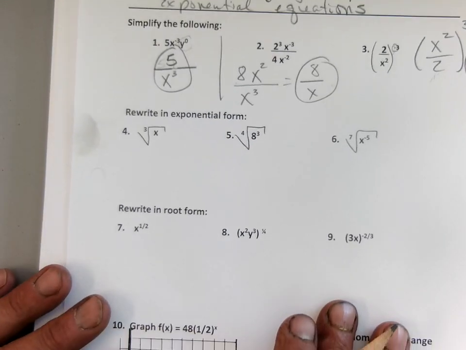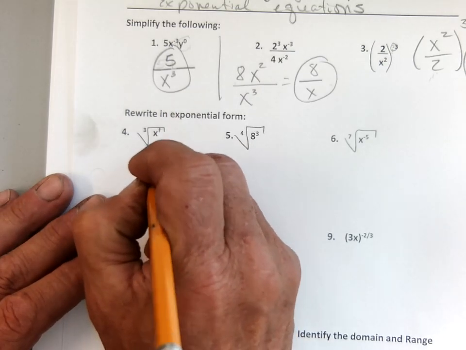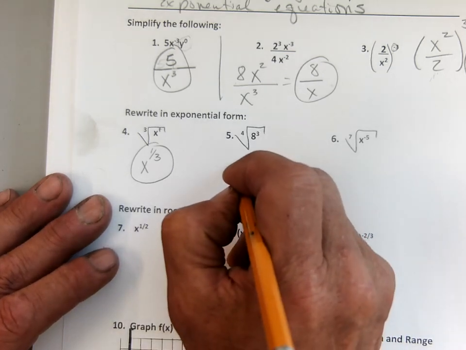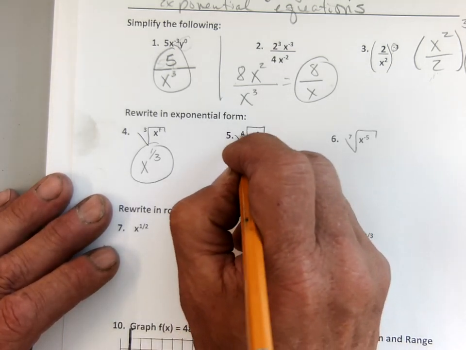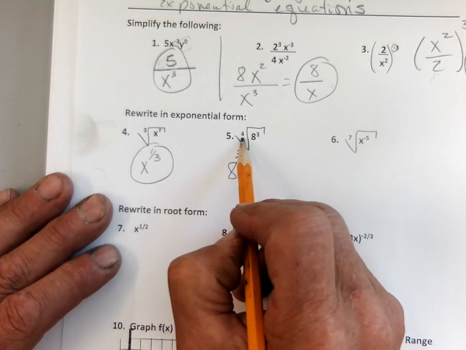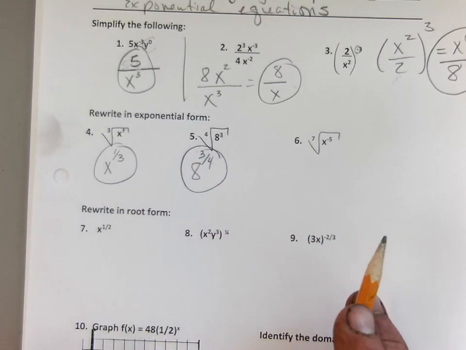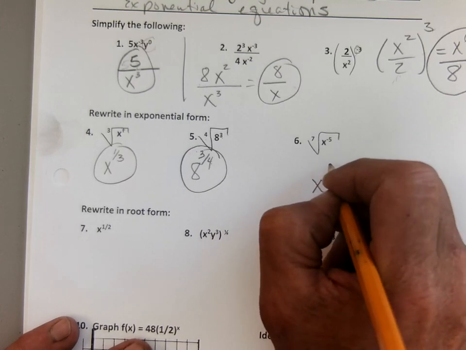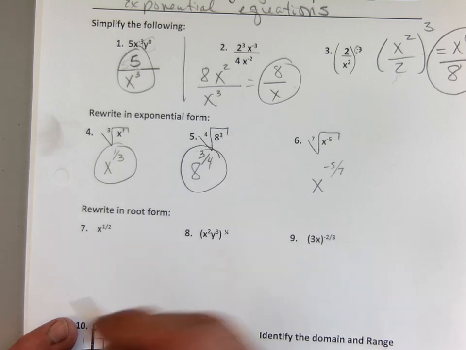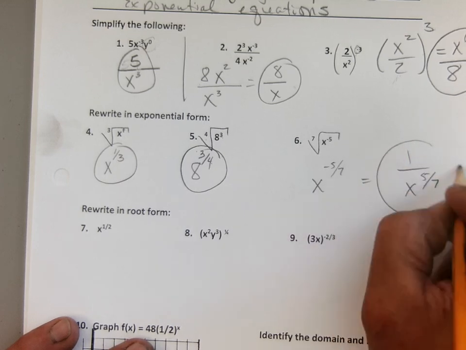Now, number 4, rewrite in exponential form. Well, that's x to the, there's a 1 there, it's invisible, 1/3 power. That's all. This is 8 to the 3/4 power. That's all. Power, root is the fraction. Power, top number; root, bottom number. Okay? Number 6, I'm going to have an x to the negative 5/7, which is an okay answer. If you want to rewrite this as 1 over x to the 5/7, it's even better because of the negative exponent. Okay?